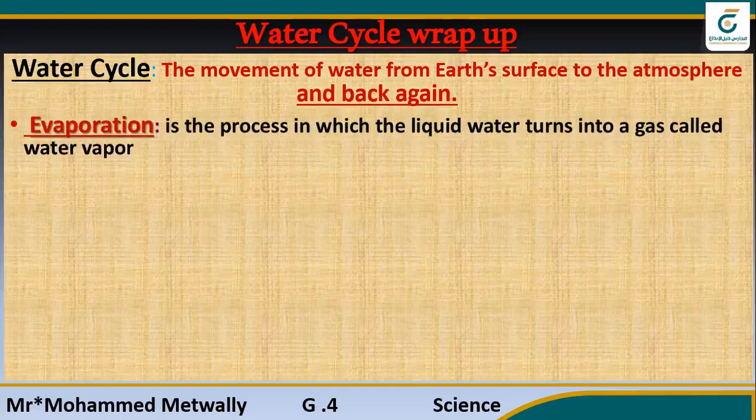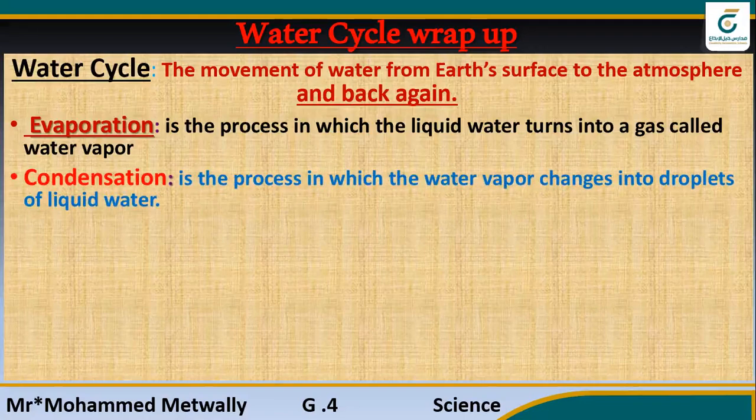Another piece of information here is the process of evaporation. Evaporation is defined as the process in which liquid water turns into gas, which is called water vapor. So water vapor is a form of gas like oxygen and carbon dioxide. Water vapor is a kind of gas. So the evaporation process is the process in which liquid water turns into gas. We call this gas water vapor.